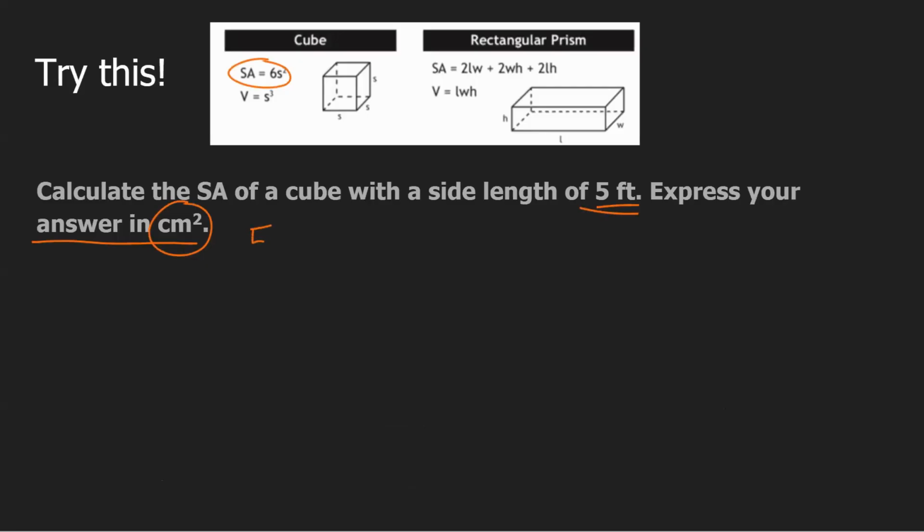So we want to first convert 5 feet to inches. 5 feet is equal to 5 times 12, 60 inches. And then we want to convert inches to centimeters. So 60 times 2.54 is equal to 152.4 centimeters. Now that we have our side length in centimeters, we can input it in the formula.